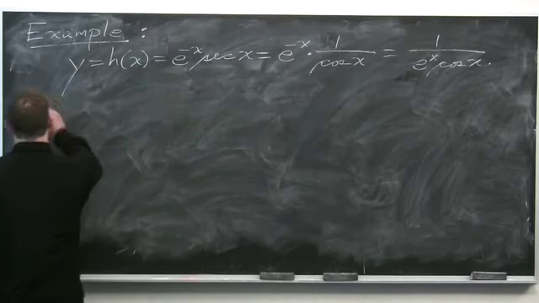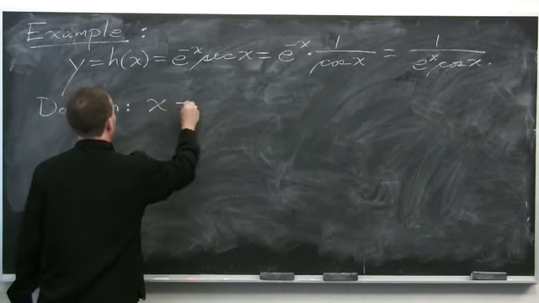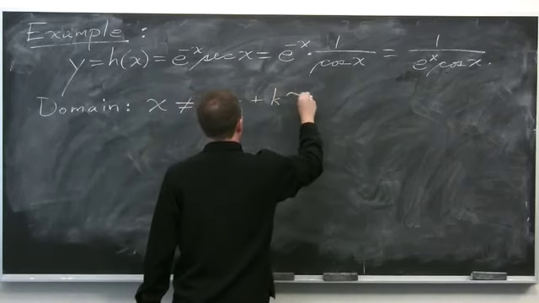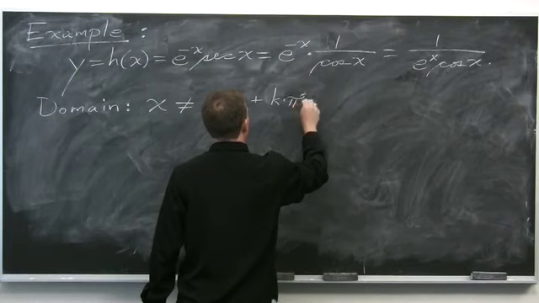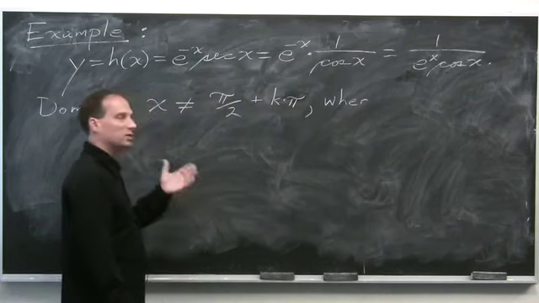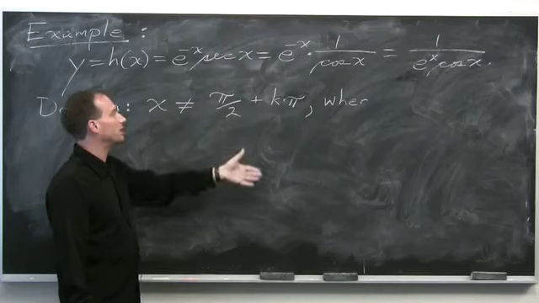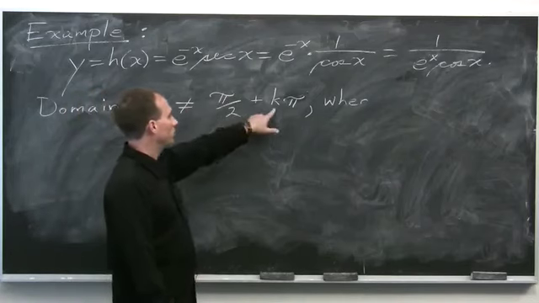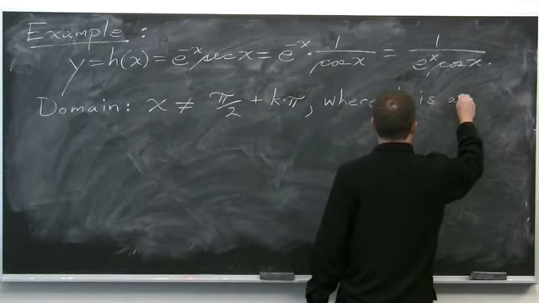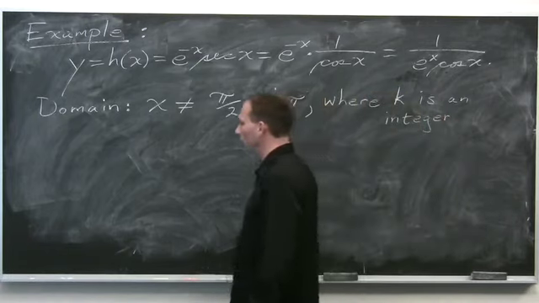When is cosine equal to 0? So the domain, all the x's except we have to have x unequal to pi over 2, or any integral multiple of pi added to that. So we don't want pi over 2. We don't want pi over 2 plus pi, so 3 pi over 2. We don't want pi over 2 plus 2 pi. We don't want pi over 2 minus pi, so minus pi over 2. And where k is any integer, all of those make cosine equal to 0, and we need to avoid them.